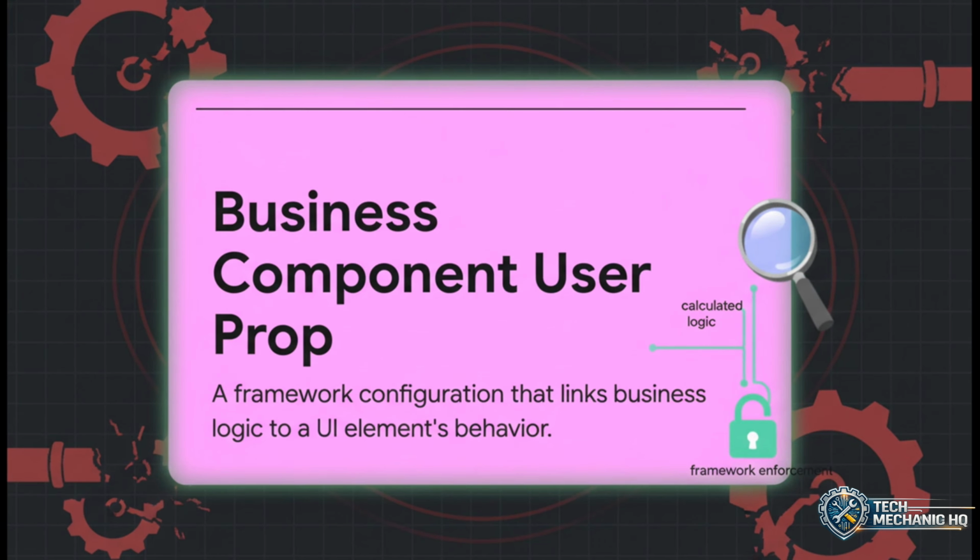The second piece of the puzzle is something called a user property. I know it's a bit of a technical name, but the idea is super simple. It's basically the bridge. It's the thing that connects our brain, that calculated field, directly to an element on the screen, and it tells the entire framework how that element needs to behave.